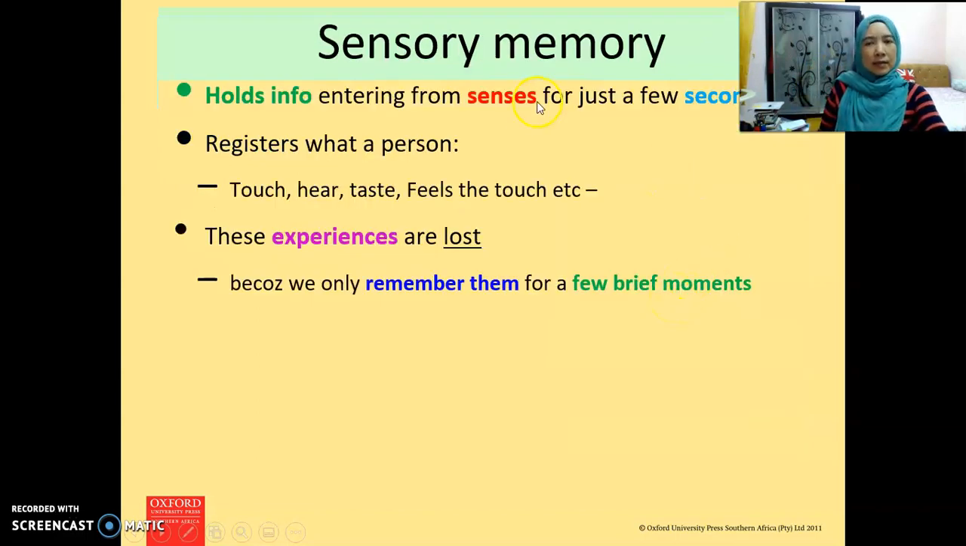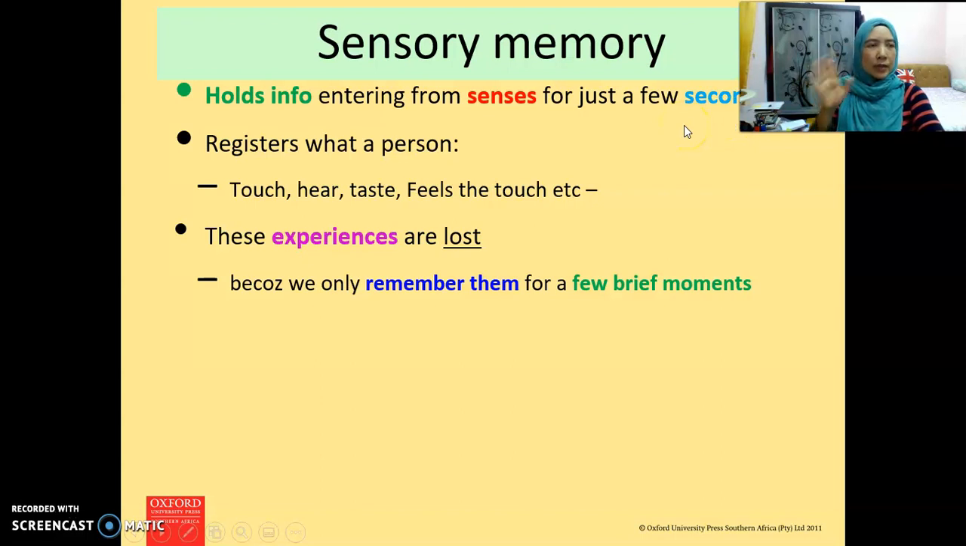Moving on, I will explain in a little more detail about sensory memory. Sensory memory is our memory of information that we receive from our sensory organs. It's the memory that we hold after our senses sense something outside. Sensory memory holds information that entered from the five senses for just a few seconds. A few seconds means very short.